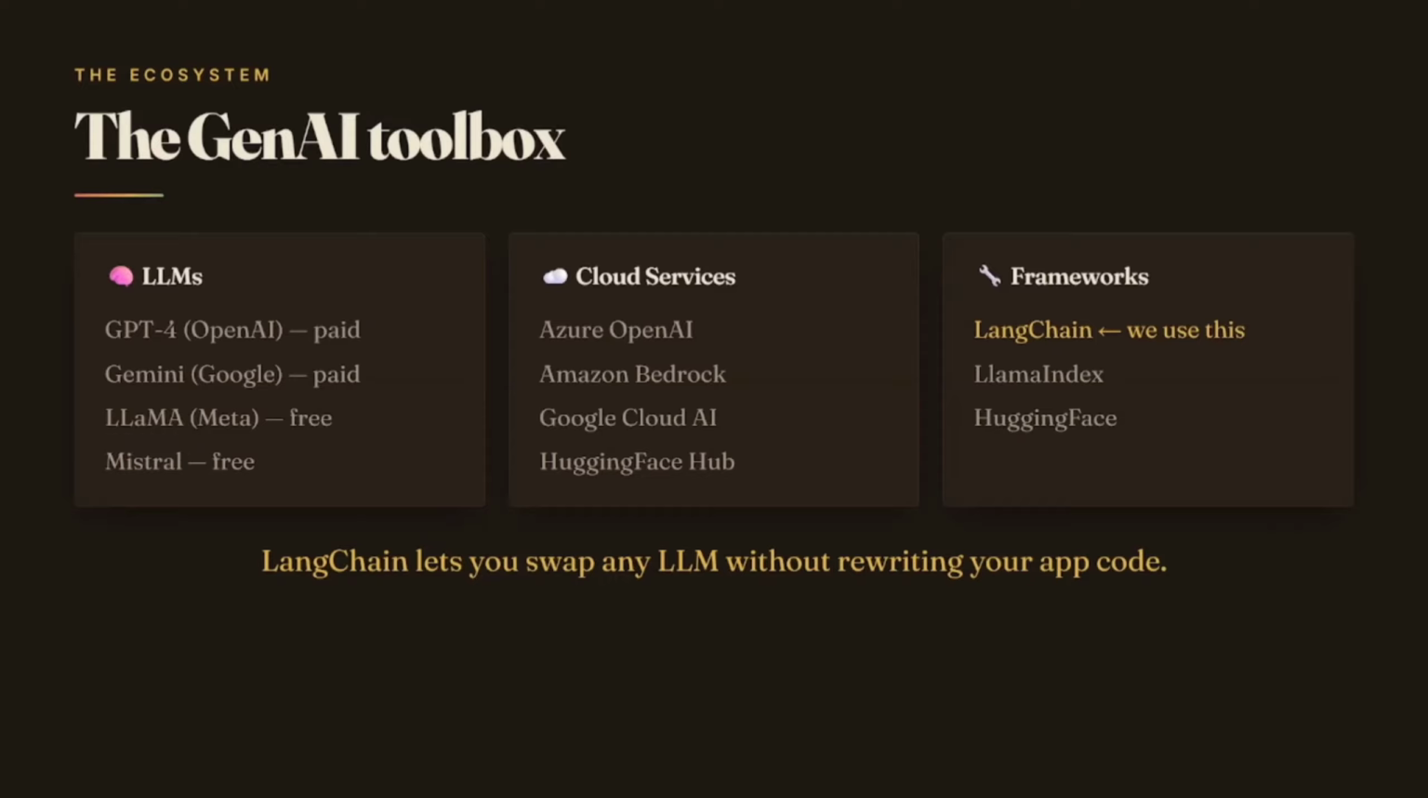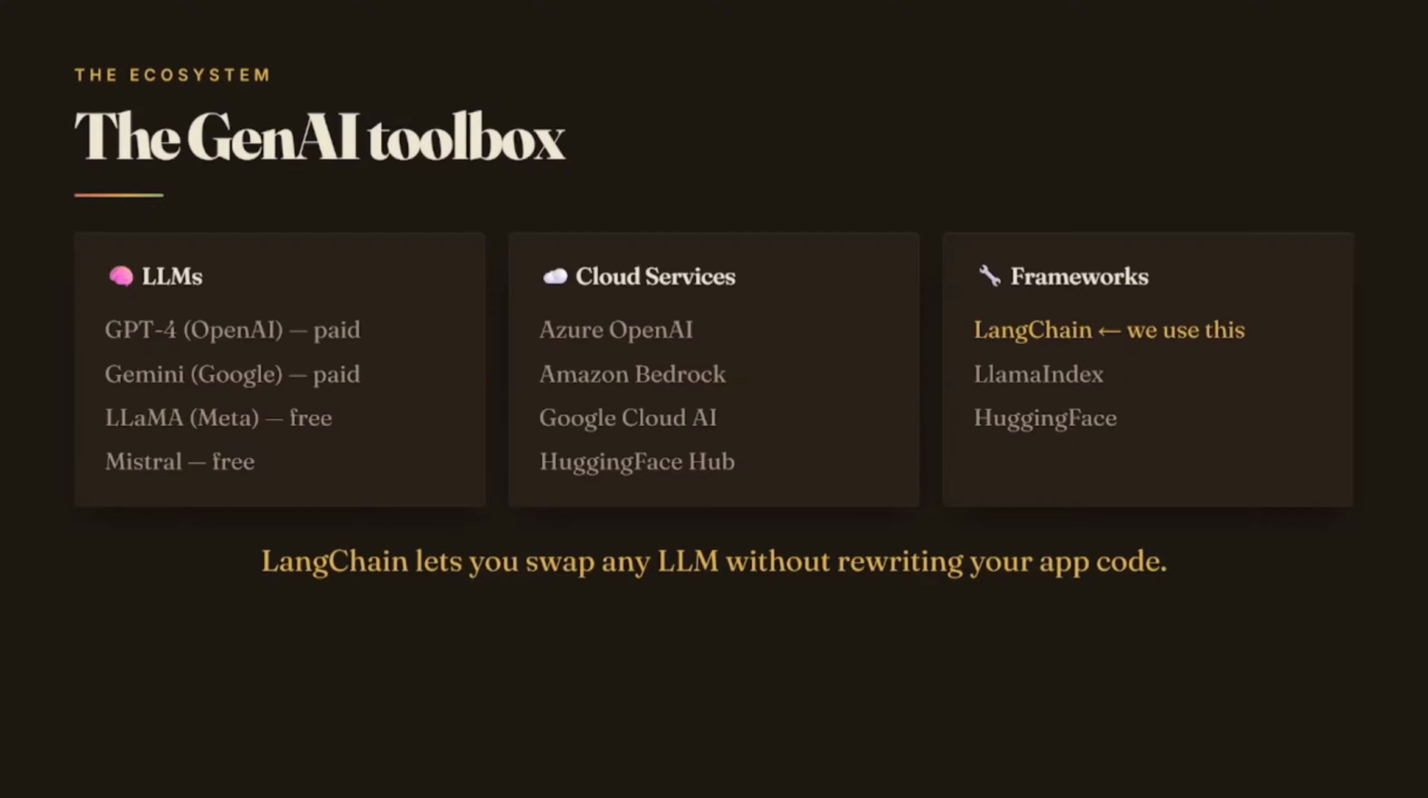There are also cloud services like Azure OpenAI, Amazon Bedrock, Google Cloud. These let you host models in a managed environment with data privacy guarantees. There are also frameworks like LangChain. LangChain is the most popular Python framework for building LLM applications. It abstracts away the model specific APIs so you can swap models without rewriting your app.